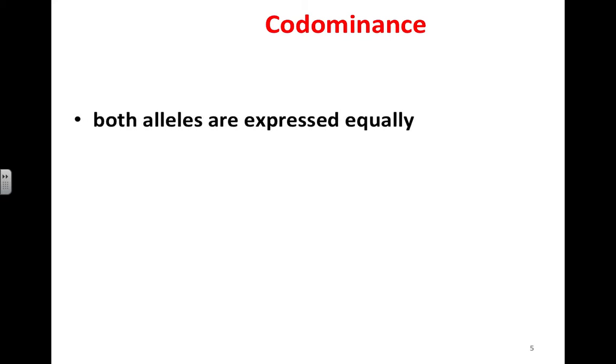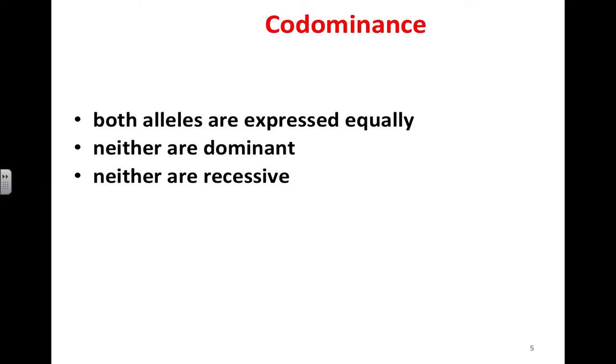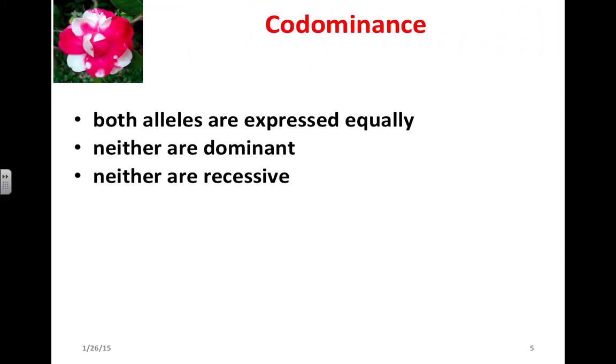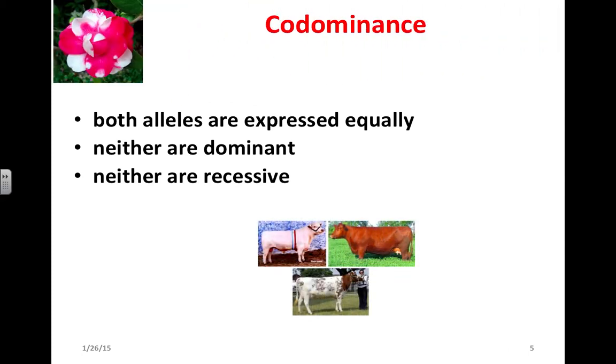Okay, the second condition that's a complex pattern is called codominance. This is when both alleles are expressed equally. Neither are dominant, neither are recessive. So don't even think about partial dominance like we just did in that condition. But in this condition, both alleles are expressed equally. Neither are dominant, neither are recessive. And so an example of that, actually I have lots of pictures for examples.